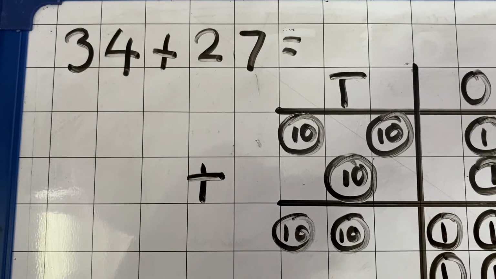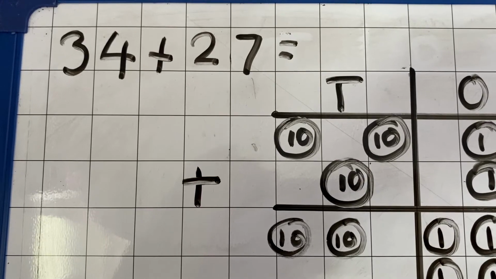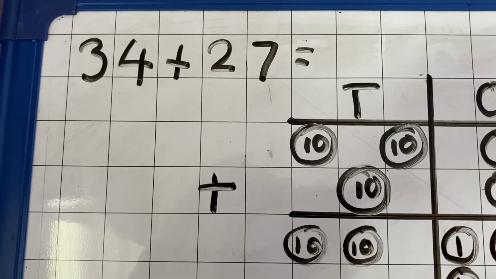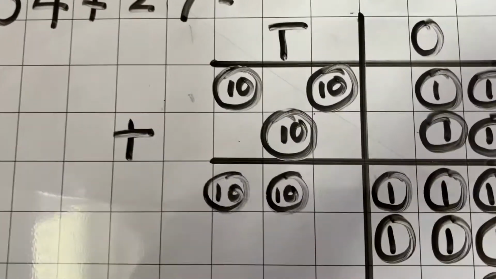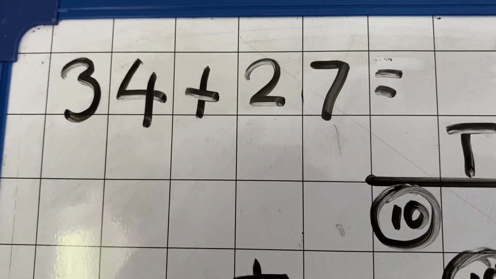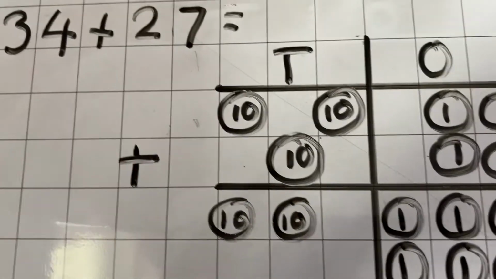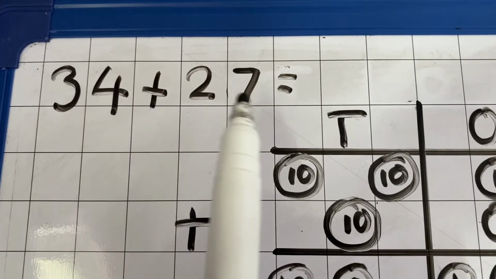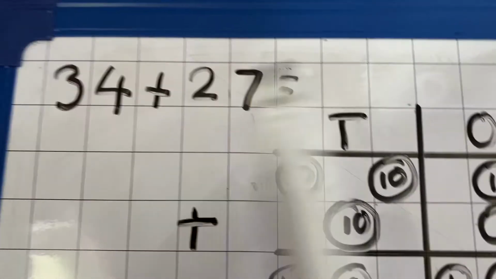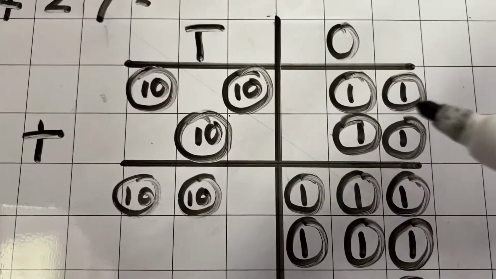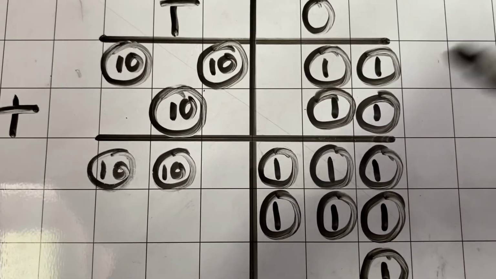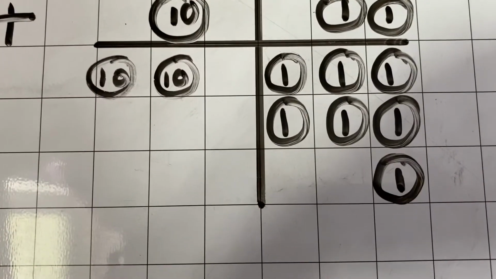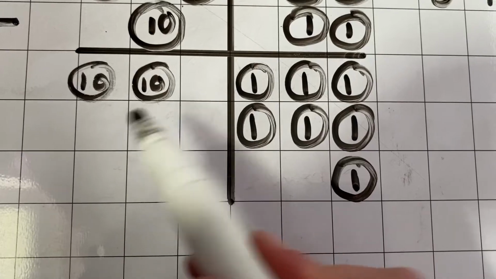Once children have got to grips with exchanging and regrouping using concrete objects, they can move on to using pictures to support them. For example, here we have 34 add 27. Again, children may be able to instantly recognise that they will need to regroup, knowing that 4 add 7 is greater than 10. So here I have 34 add 27.